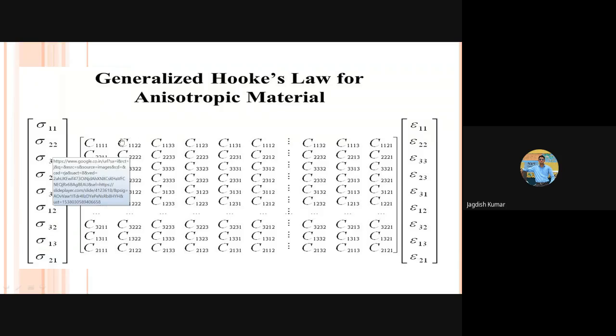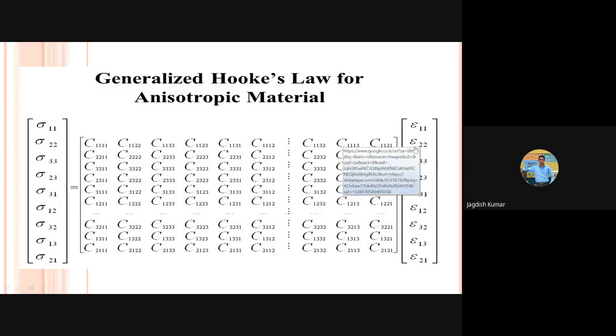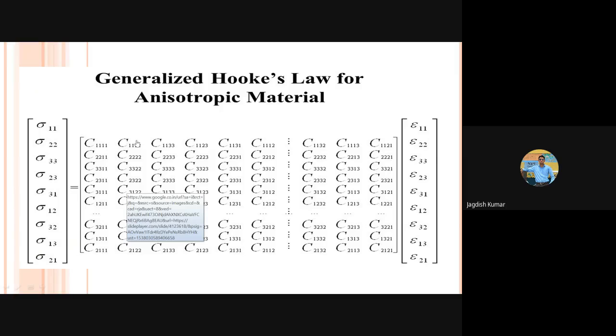Now there may be a case that there is no strain along one direction. Let us assume epsilon 1 is 0. Still you have a stress along one direction. So what is it coming from? It may be coming from strain along the 2 direction, or from the 3 direction, or from others. That is how we can try to understand the stress strain relation.